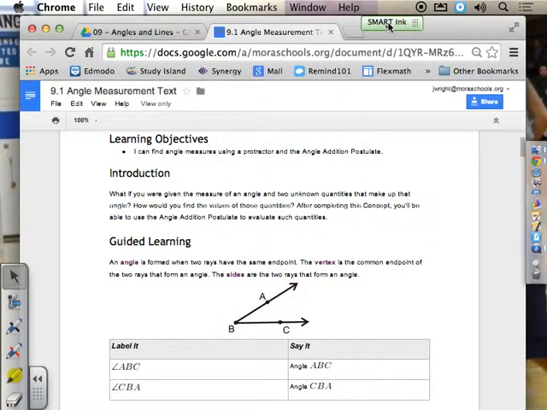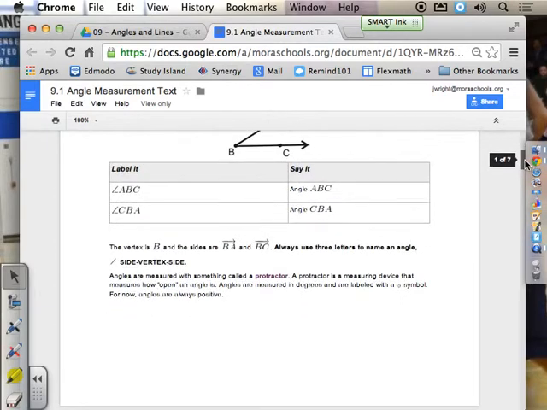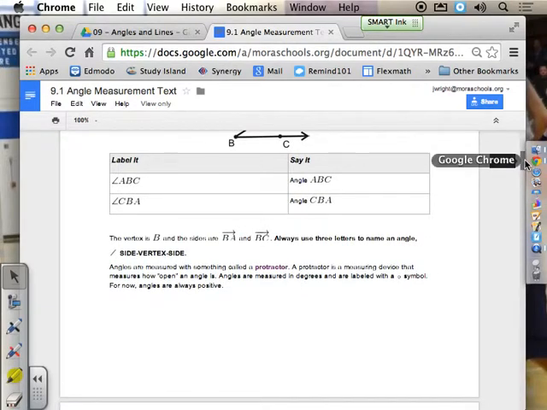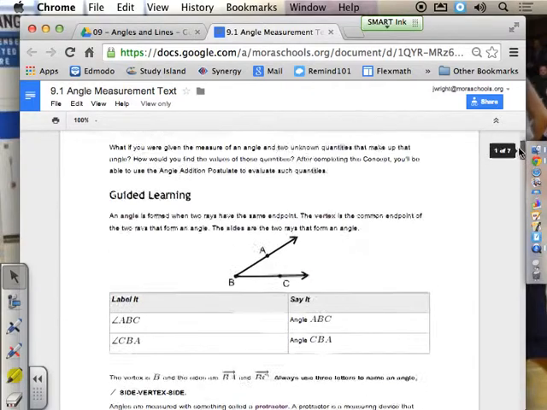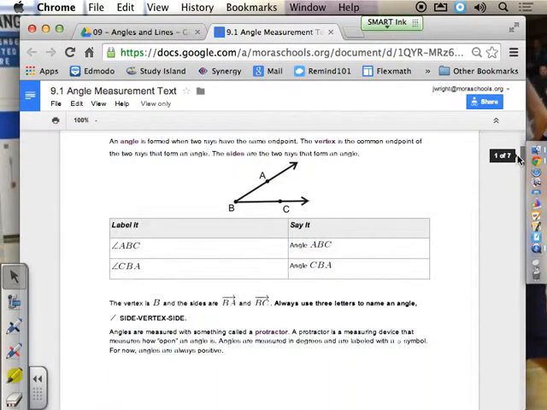Clear that ink and move on down. The vertex of the angle is B, which is where the endpoints come together. That is called the vertex. When we're naming an angle, we always use all three letters, like angle ABC or angle CBA.